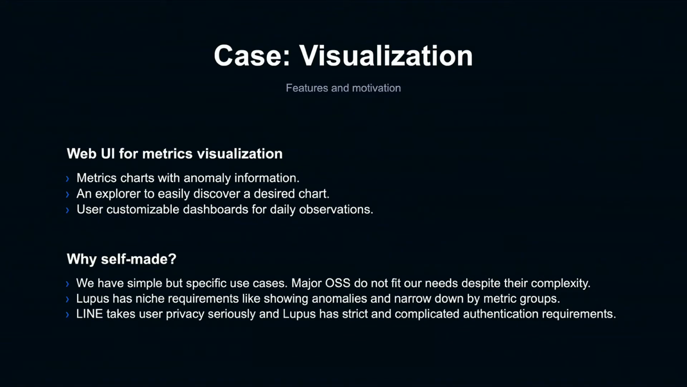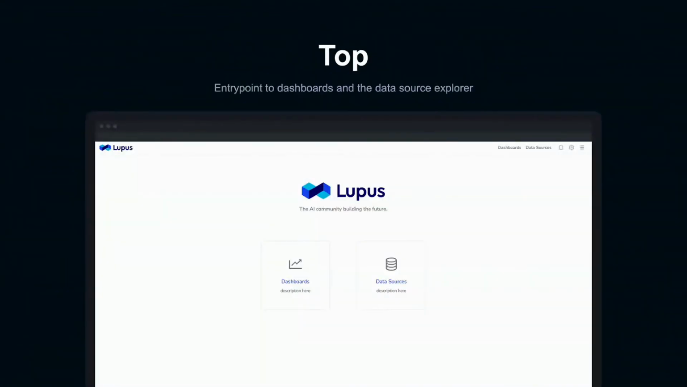There are also requirements that are specific to Lupus. For instance, we want to display anomaly detection information and narrow down metrics. In addition, we need a complex authentication mechanism to maintain a high level of security. So we thought it would be best to build it ourselves.